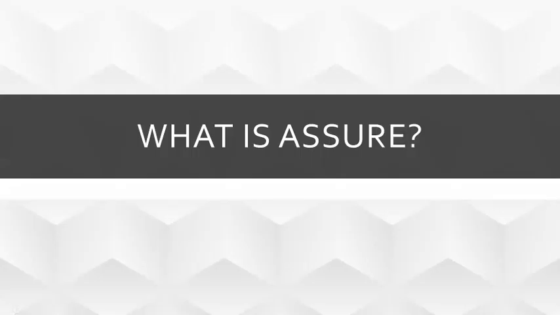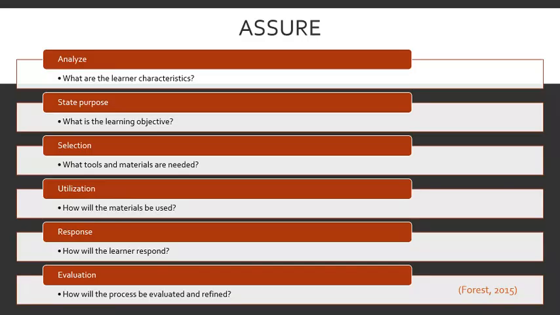The Assure model is an instructional system design model. It leverages principles set forth by Robert Gagne in his Events of Instruction, so you may notice some similarities. The Assure model directly incorporates the use of technology and media into the learning process. So let's take a look at how this process works. ASSURE is actually an acronym for the 6 steps of the model.